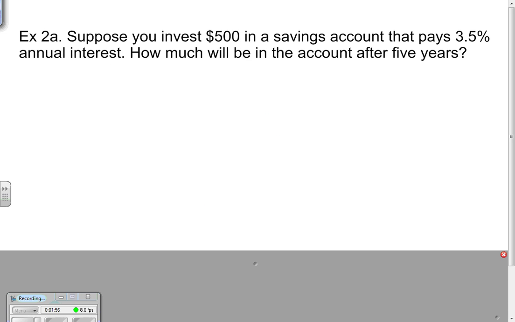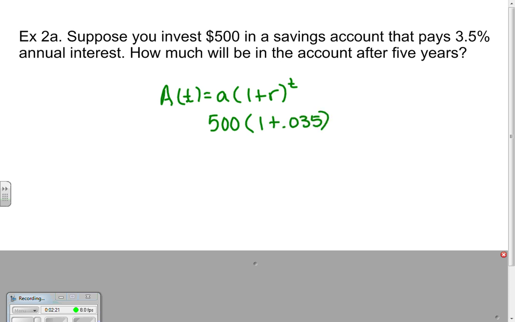Example 2a. Suppose you invest $500 in a savings account that pays 3.5% annual interest. So again, I'm going to start with the formula that we're given and fill in what we know. We know that we're investing $500, and I know that the account pays 3.5%. So that's 1 plus 0.035 inside parentheses, and we want to know how much it's going to have after 5 years. We'll put it into the calculator.